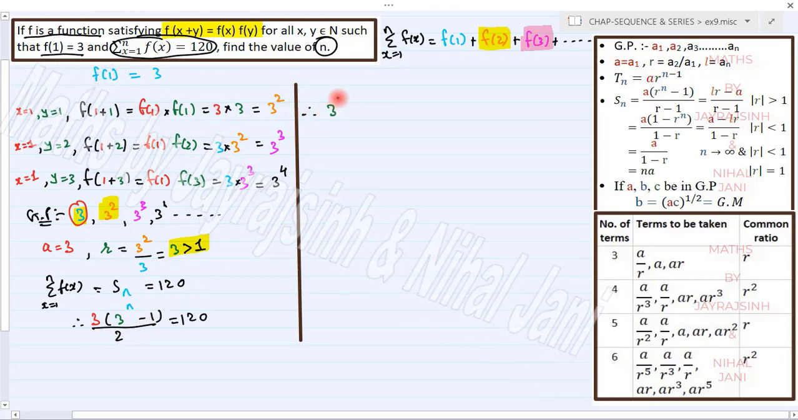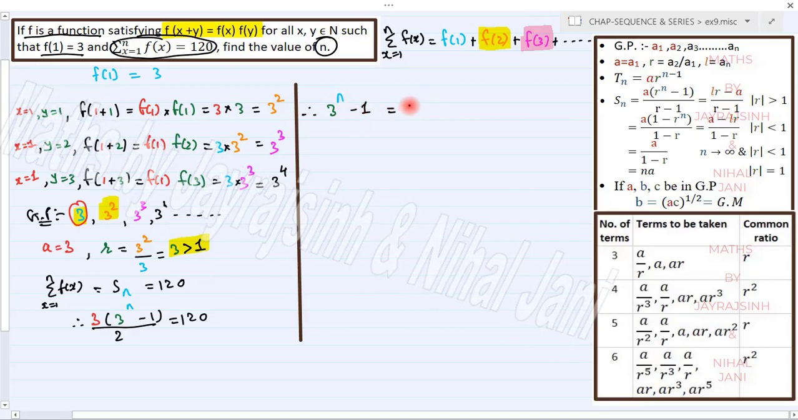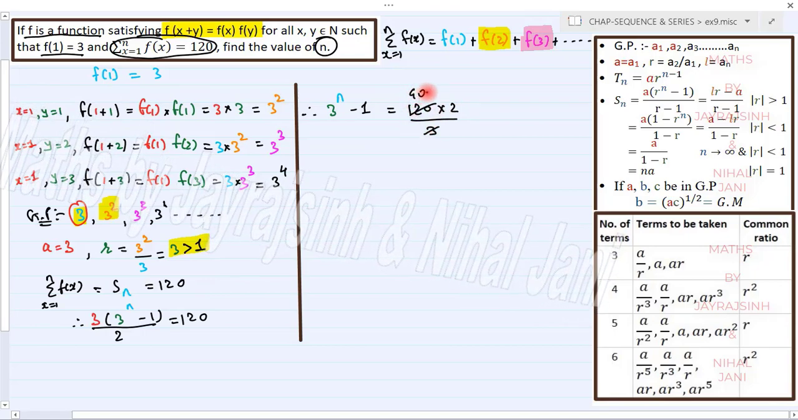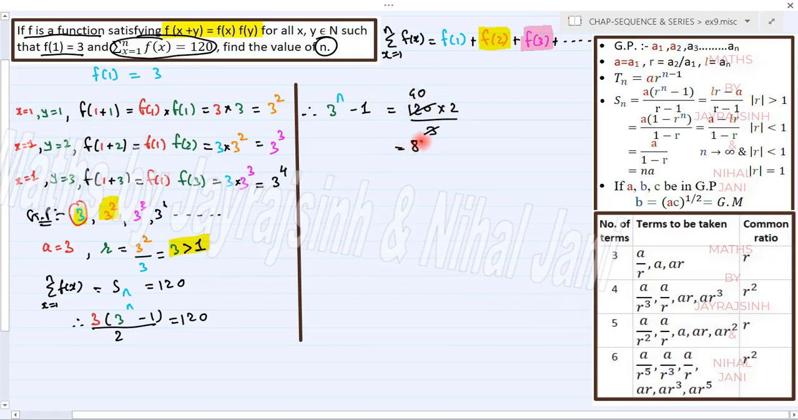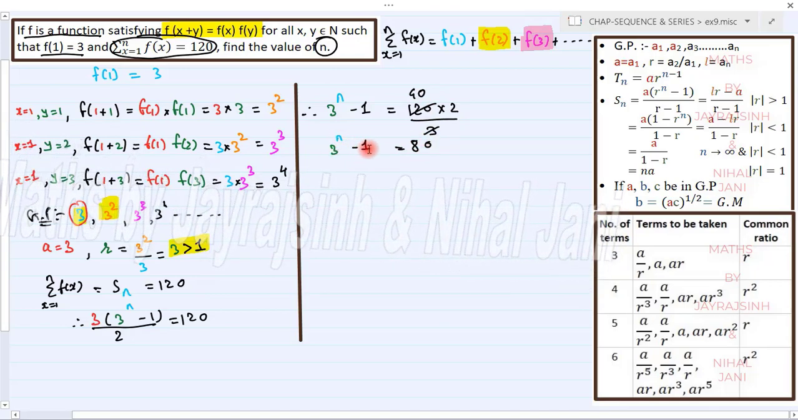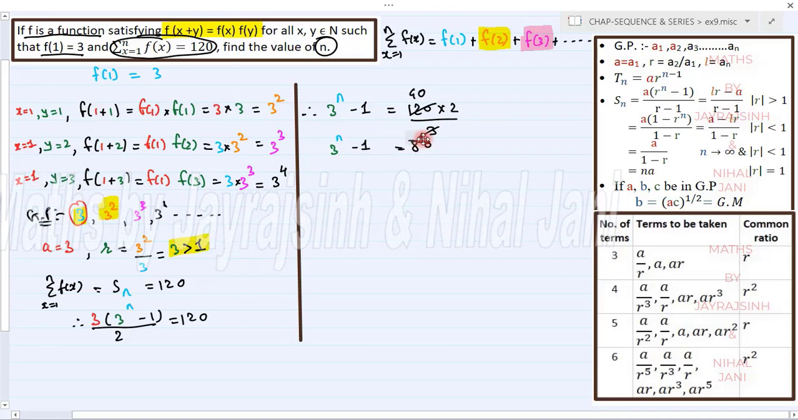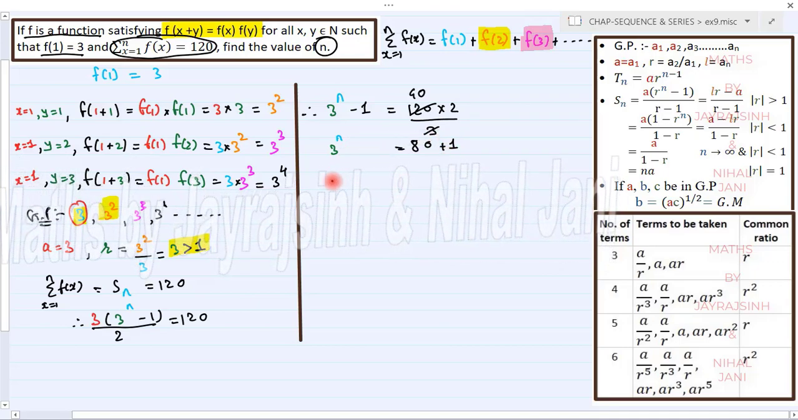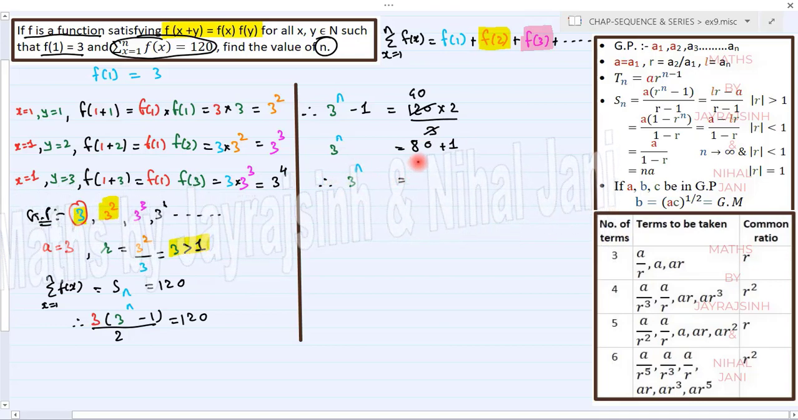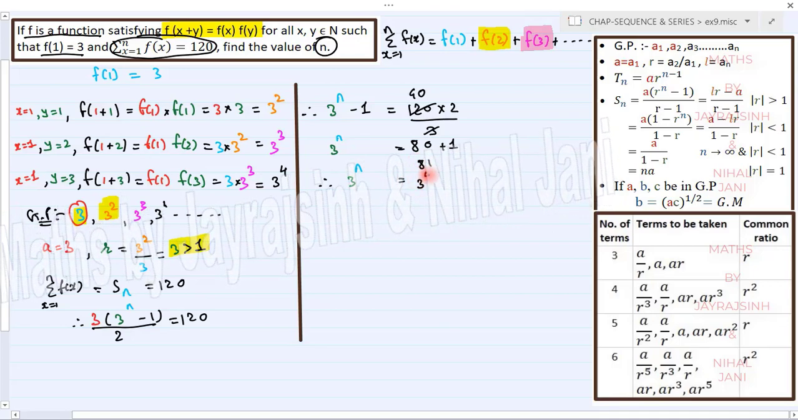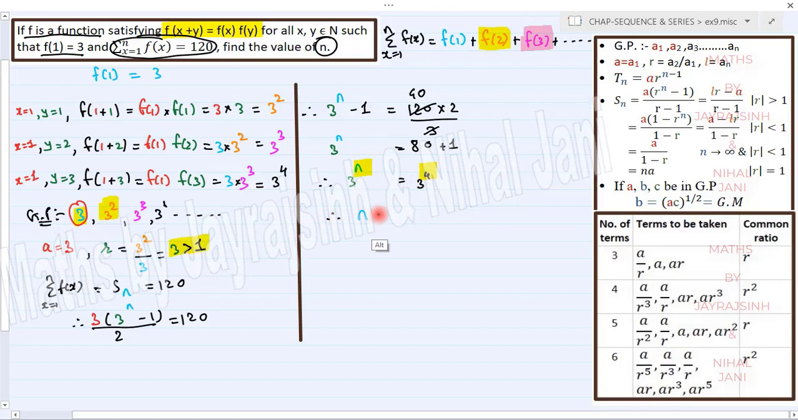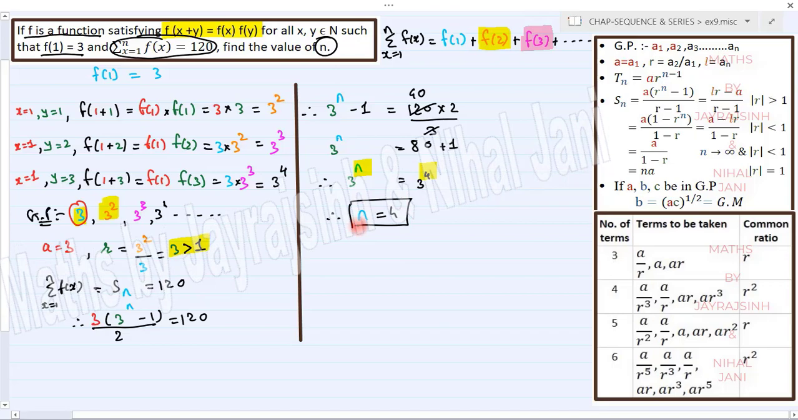So we will get 3 raised to n minus 1 is equal to 120 into 2 divided by 3, or we can say 40 3s are 120, and it will be 80, which is equal to 3 raised to n minus 1. And if we move this minus 1 to the right hand side, it will become plus. So we will get 3 raised to n is equal to 81, or we can say 3 raised to 4. So by comparing the power of 3, we will get n is equal to 4, which is your required answer.